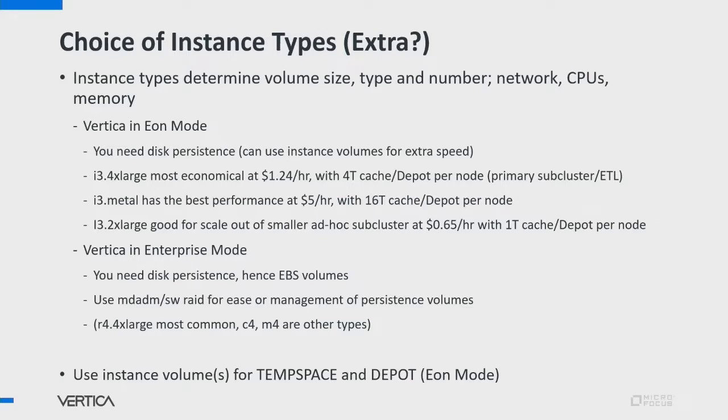For Vertica in Enterprise mode, it is best to use instances with EBS since the data is stored on the local disk. Here we listed a few recommended instance types for Vertica in Eon mode and Enterprise mode. Storage optimized instances are most recommended for Eon mode because they provide high IOPS at a low cost. For example, i3.4xlarge is the most economical and can be used for the primary subcluster. For Vertica in Enterprise mode, we recommend using R4 instances because they are optimized for memory intensive applications and support enhanced networking.